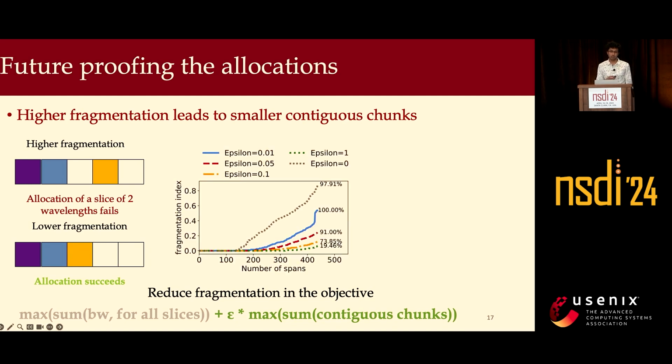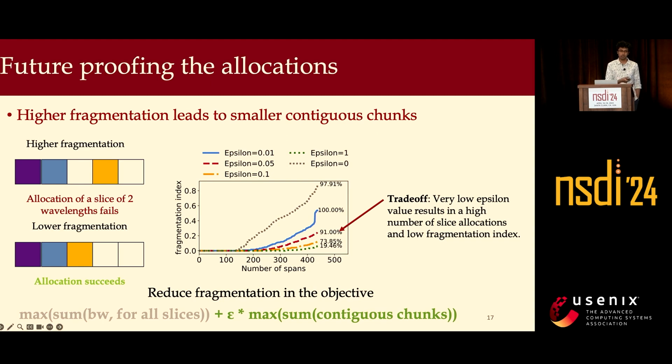In this example, with different numbers of links in the network, we see the fragmentation index. Lower means less fragmentation. By increasing the weight epsilon, we can reduce the fragmentation index. But if you look at the numbers next to those lines that indicate how many of the slice requests were allocated, that also reduces with increasing epsilon. So the lower the fragmentation you want, the lower your slice allocations get. But there is a trade-off where you can pick small enough epsilon values so that your fragmentation is also small and more than 90% of your slices are allocated.